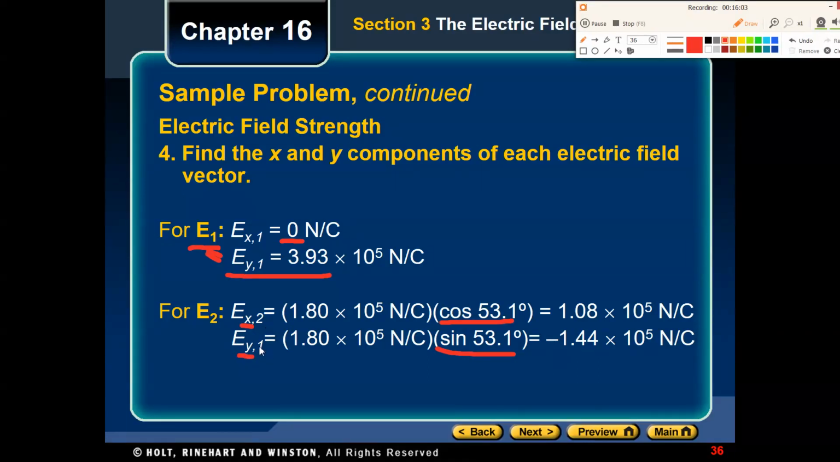There's a typo here. There should be a 2, so it should be the Y component of E2. The direction here: this one is positive, this one is negative. You need to use the diagram to figure out the direction of the X and Y components.